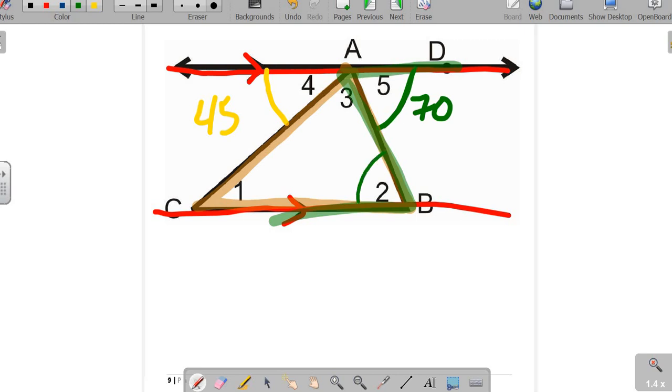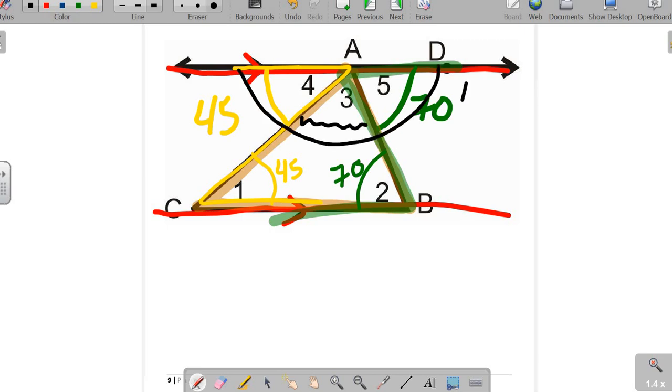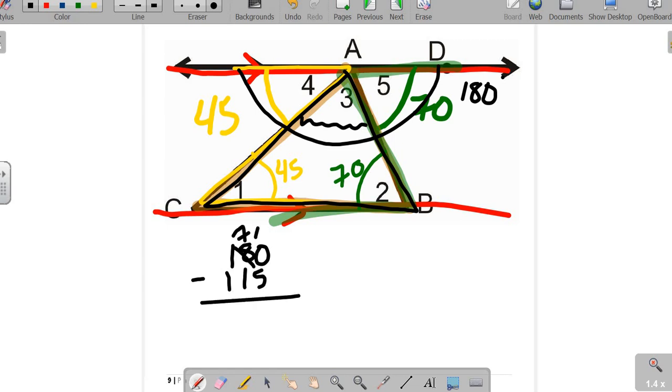So if this is 70, this right here is 70. Going this way, armpits of the Z. If that's 45, this is also 45. If I want to get this last 3, I can do it one of two ways. Either it adds up to 180 like this, or it adds up to 180 because of the triangle. So I'm going to go 180, 45 plus 70 is 115. So I know my last angle there is 65.